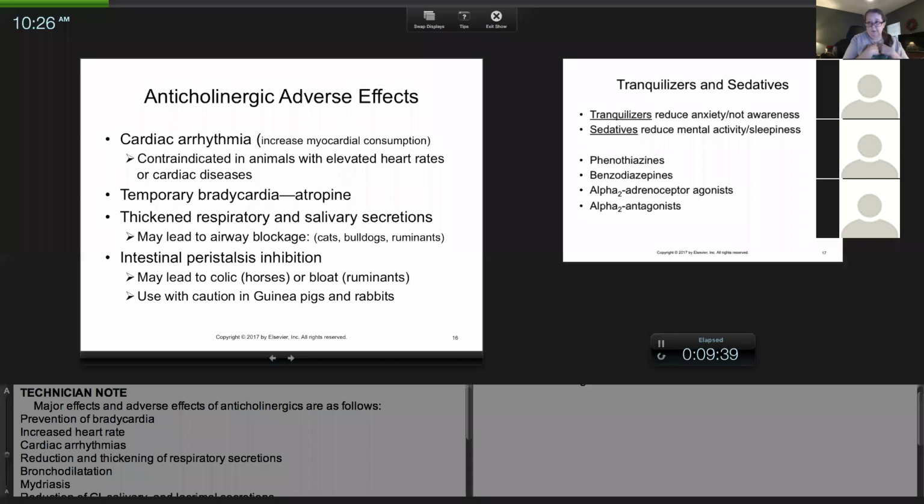Now, let me give you my personal opinion. I am not a fan of pre-treating or giving anticholinergics routinely. There are some doctors that want to give everything a shot of atropine because they worry about heart rate. Think about the heart's job. The heart's job is to adequately pump to maintain blood pressure.